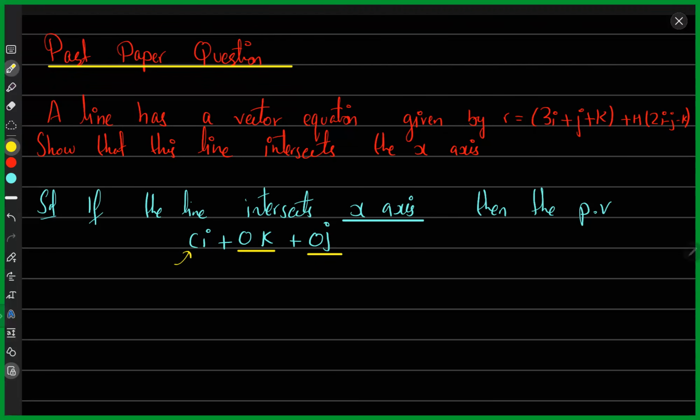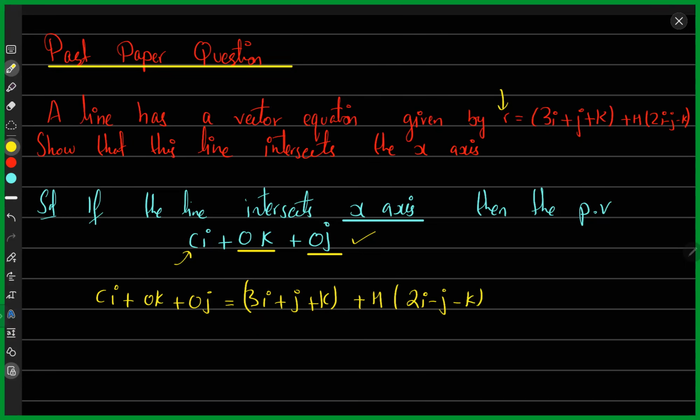And since this is basically the point where exactly the line is intersecting, I can equate this and write it over here and we can simplify it further. So ci plus 0k plus 0j is basically equal to 3i plus j plus k plus mu, and that is 2i minus j minus k.